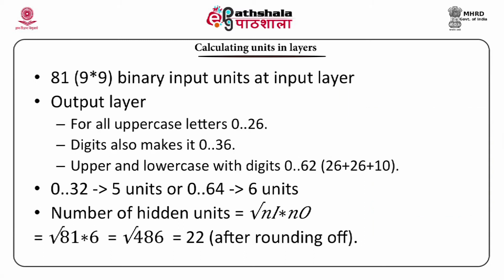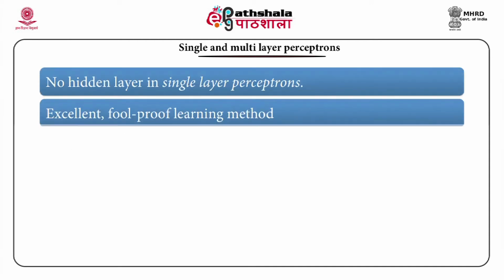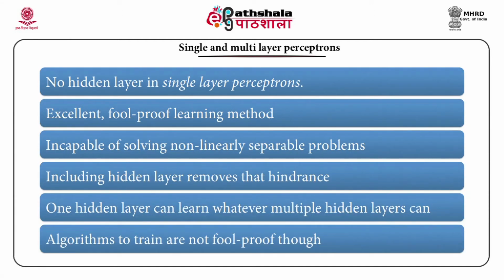In this case, you can see on the slide that we assumed output units to be 6 and the input units 81. So, you multiply them, which comes to near 10486, and take a square root of it, which is nearly 22. So, the number of hidden units you need is 22. So, in fact, you may see why the hidden unit is provided.